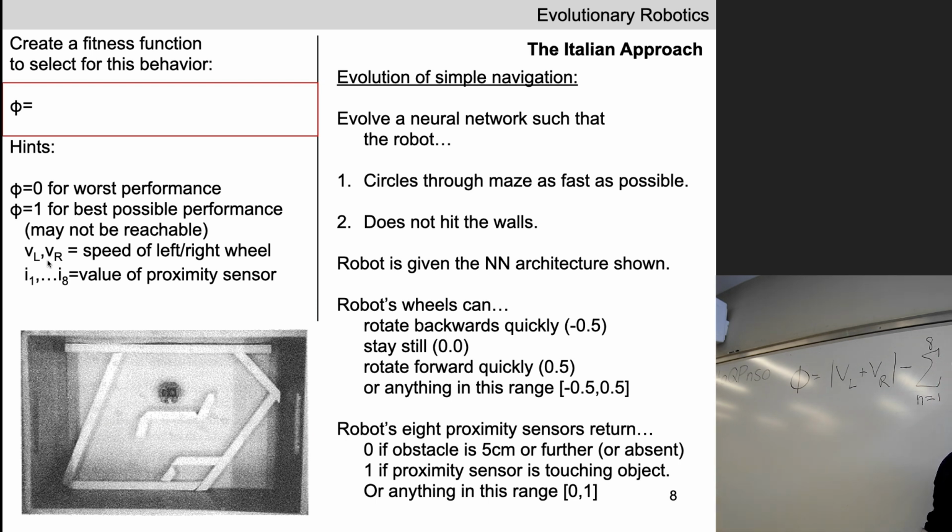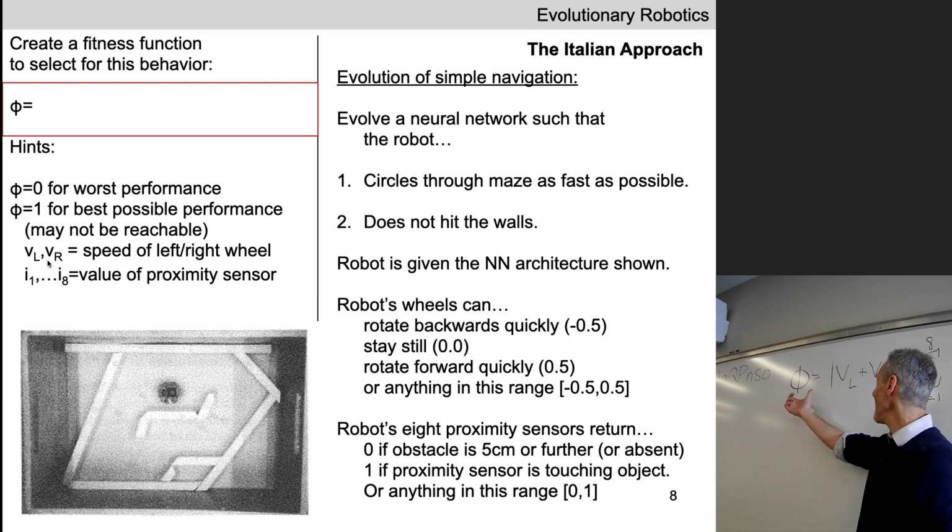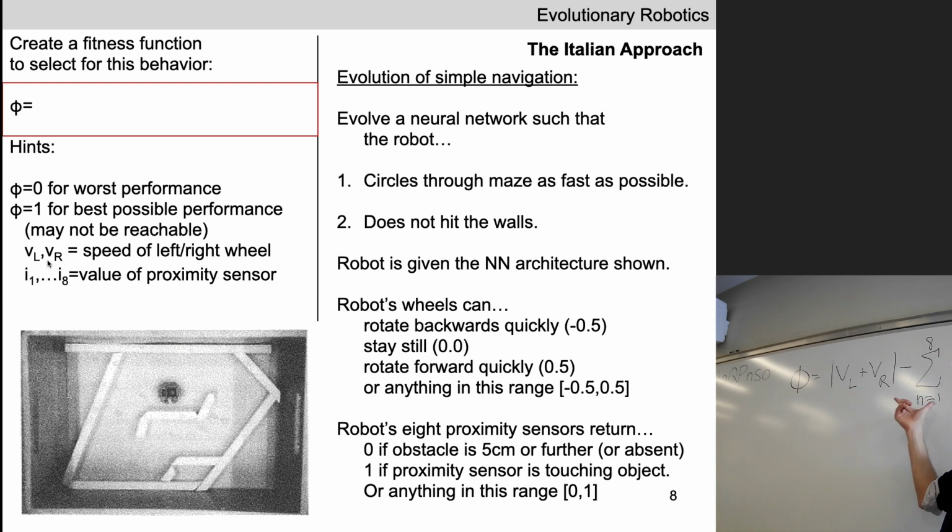How's that? Run the evolutionary algorithm in your mind. For this to be high, this has to be high, and this has to be as low as possible. The proximity values are always positive, so the evolutionary algorithm is going to drive this term as close to 0 as it can. I think we've got it. Everybody see that? Okay.